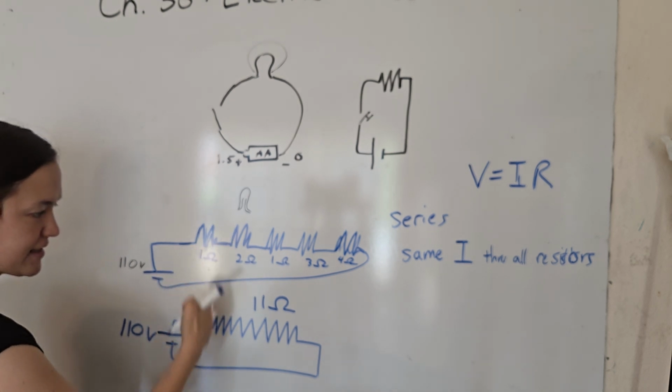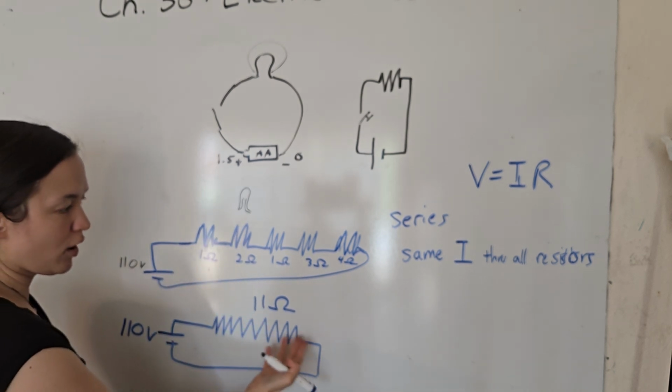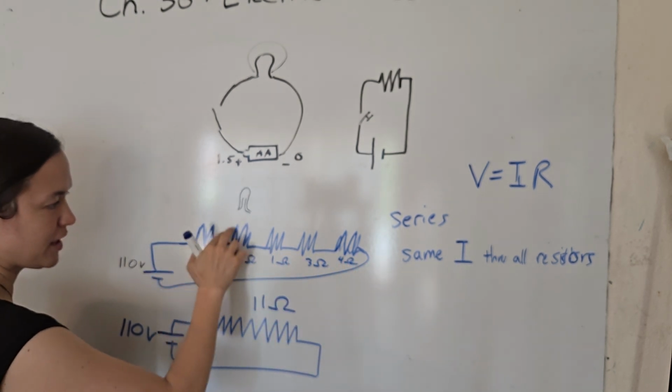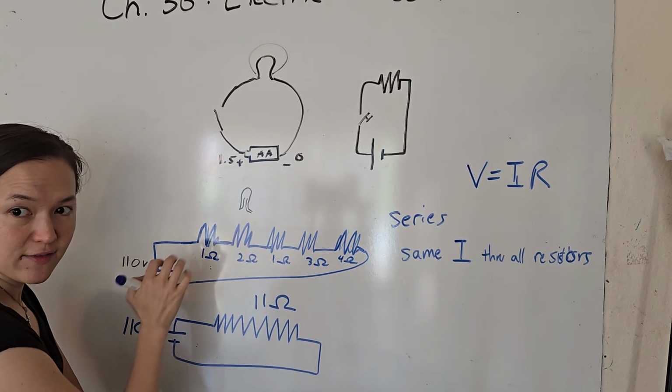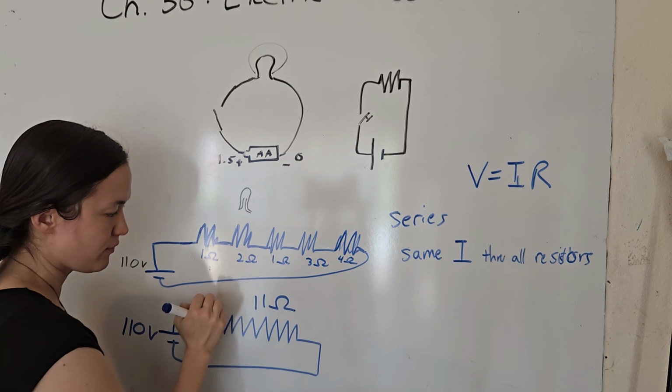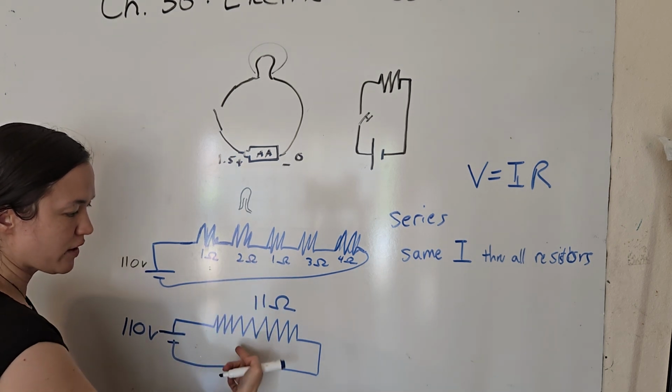This feels exactly the same to the current. Whether it goes through the 1, the 2, the 3, or the 4, it's still going through it. I'm just saying these are different resistors. Each of these has a slightly different resistance. So now I just turn it into the equivalent resistor.